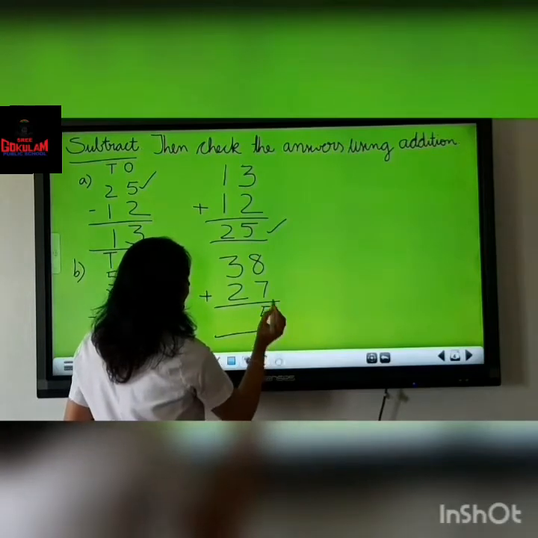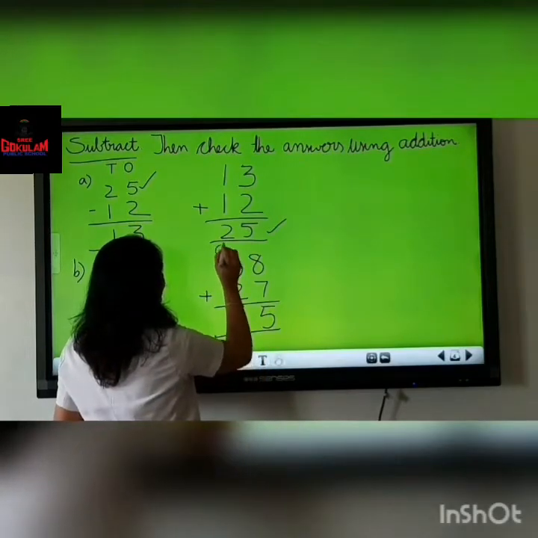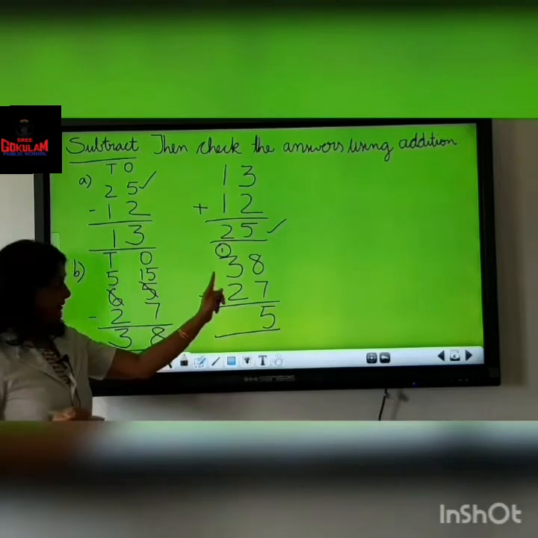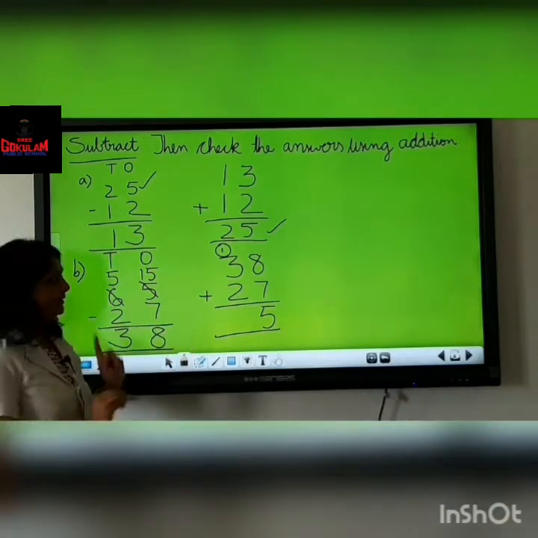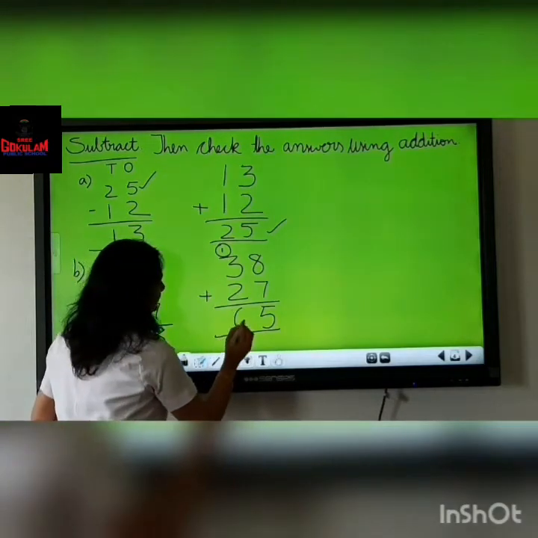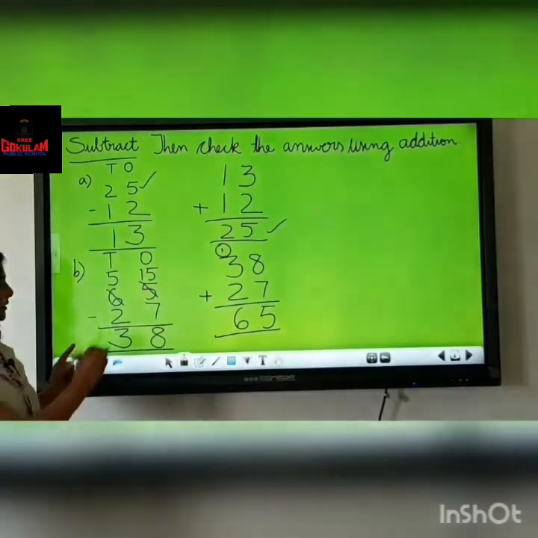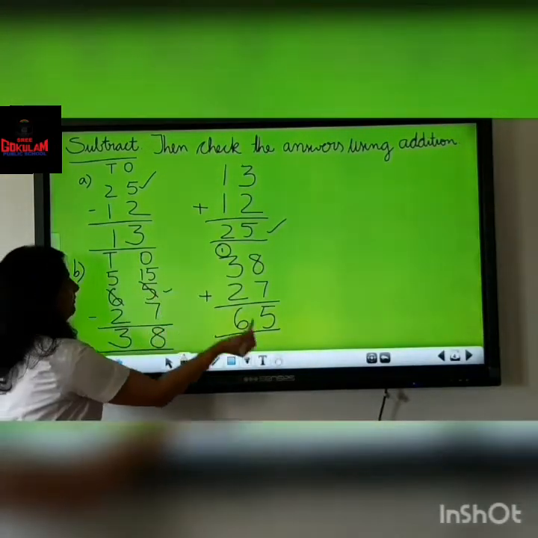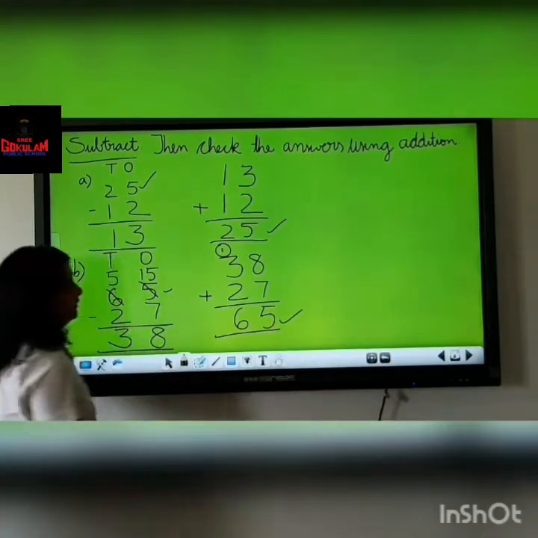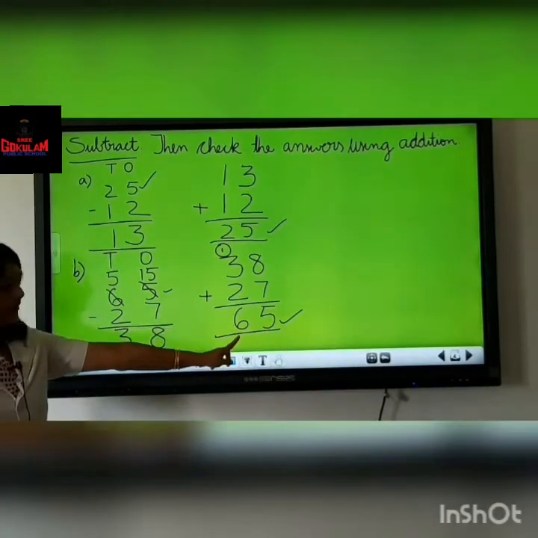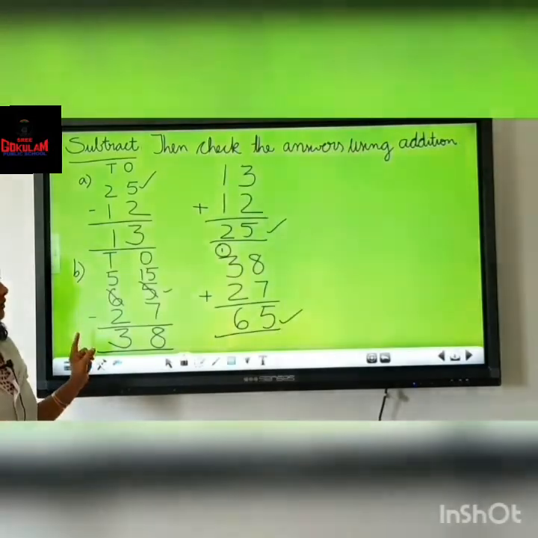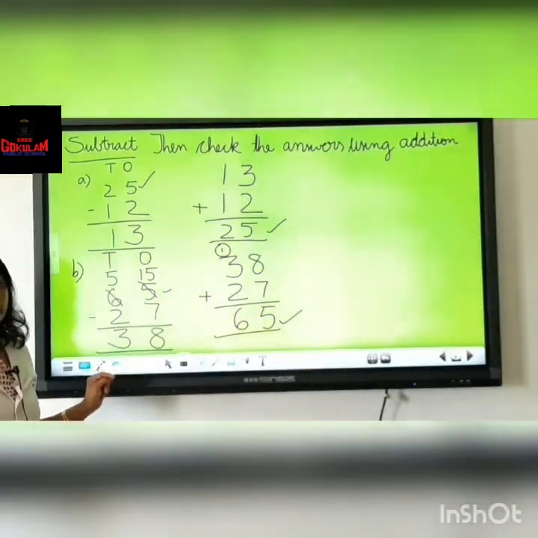Right? 5 in the ones place. Carry 1 to the tens place. 1 plus 3 is 4. 4 plus 2 is 6. Here we got the answer correct. 65. And while adding also we got 65. So, the answer is correct.